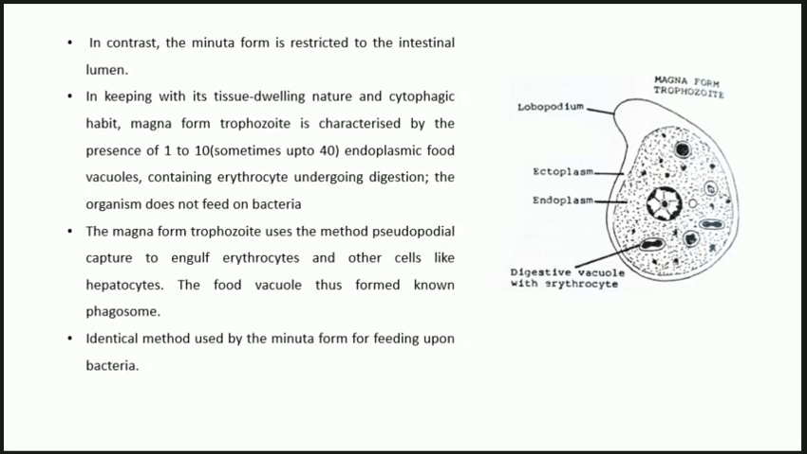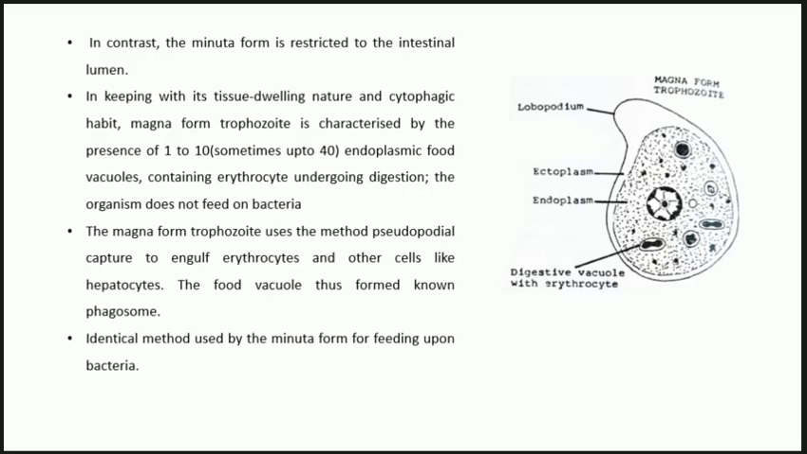Other than this, the minuta form, as I have told you, is restricted to the intestinal lumen. It doesn't go anywhere. The magna is tissue dwelling in nature, with a cytophagic habit. So the magna form trophozoite is characterized by the presence of 1 to 10, sometimes 40, endoplasmic food vacuoles. So there will be a lot of difference. In the minuta you may see small food vacuoles, but a large number is not there.